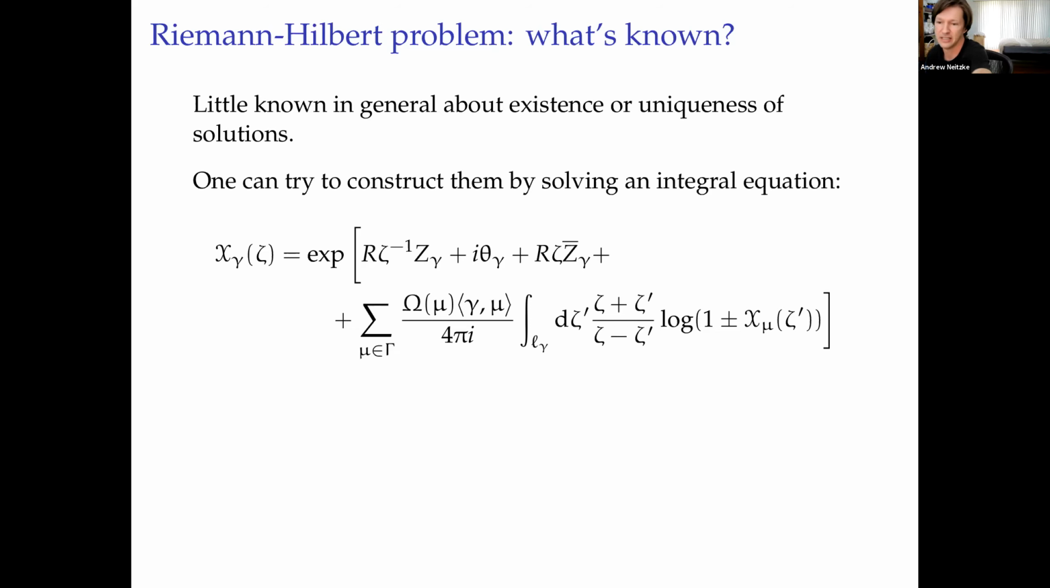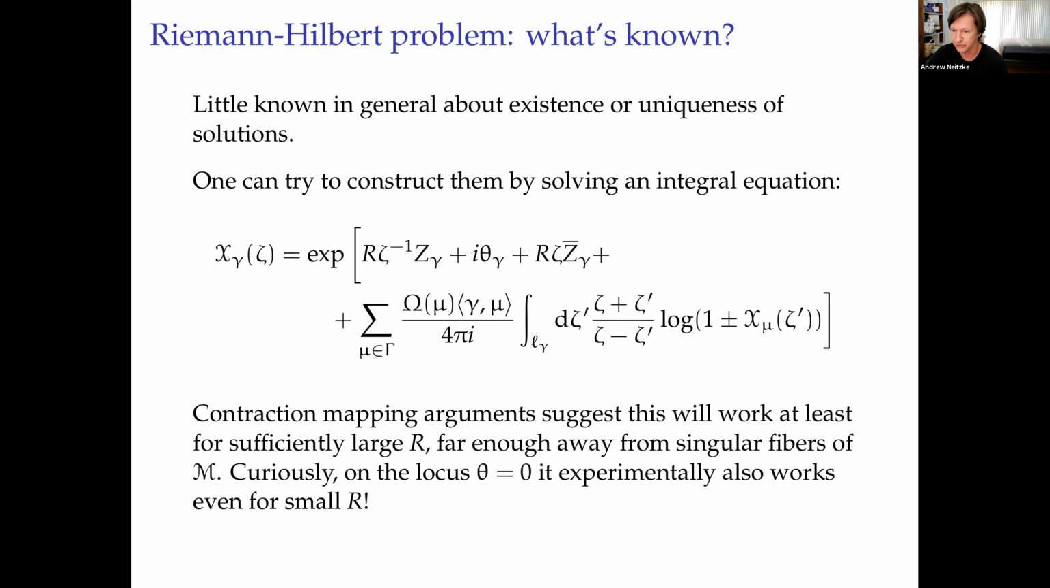In particular, you might ask, where does the piecewise analyticity come from? It comes from the fact that when zeta crosses one of these rays L mu, there's a zeta minus zeta prime in the integrand, and that zeta minus zeta prime becomes singular. So you pick up a residue. This integral equation is engineered so that if you could find a solution of it, it would hopefully be a solution of the Riemann-Hilbert problem.